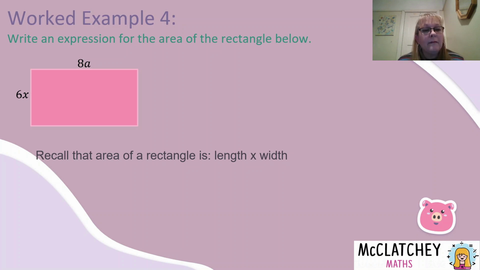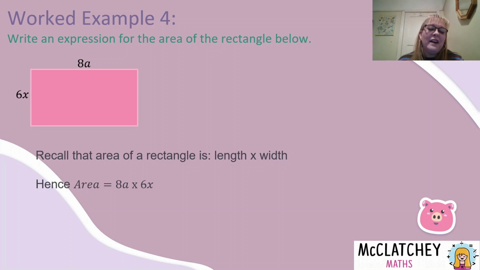So we're multiplying. So let's recall our rules again. We're going to be multiplying 8a by 6x. That will be our rule for our area. So we've written an expression, area equals 8a times 6x. We actually need to simplify it a little bit further. So let's do what our skills are.